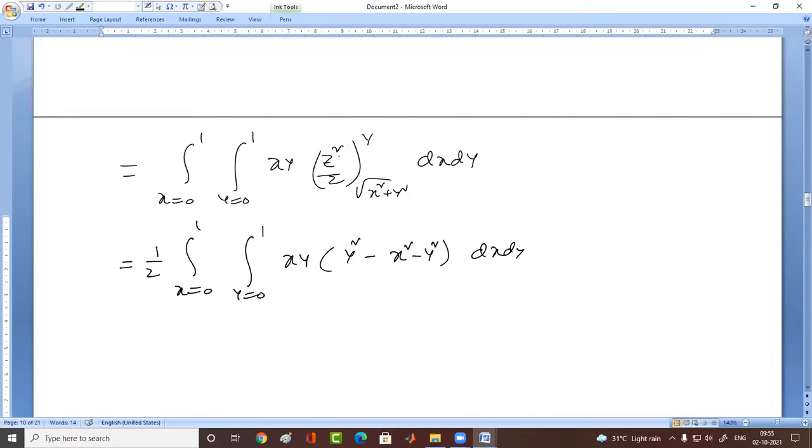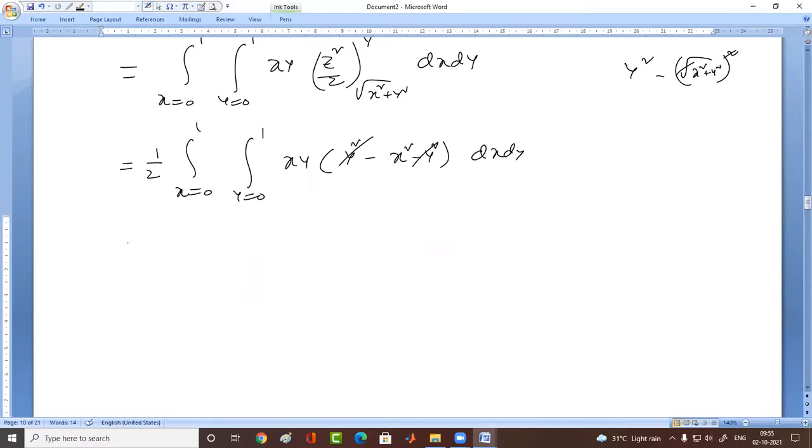If you substitute the upper limit, y square. If you substitute the lower limit, root over x square plus y square whole square. So root and square cancel, you will get this one. Here y square cancels. Now simplify: 1 by 2, x is 0 to 1, y is 0 to 1, minus x cube y dx dy or dy dx.